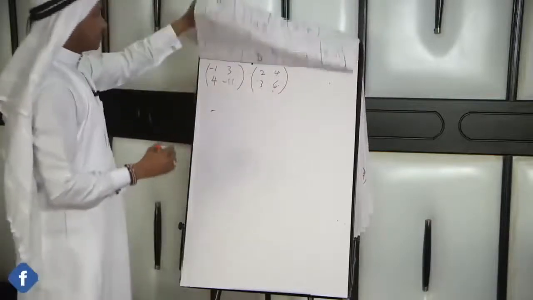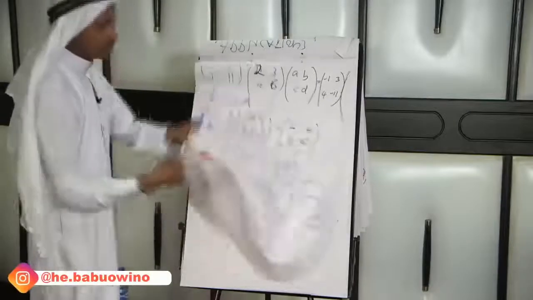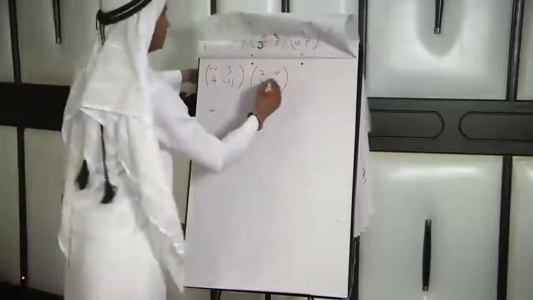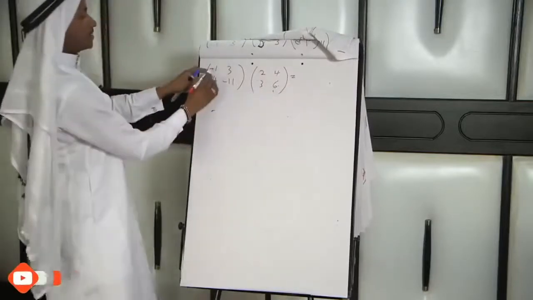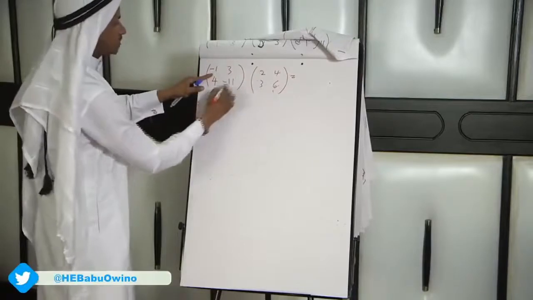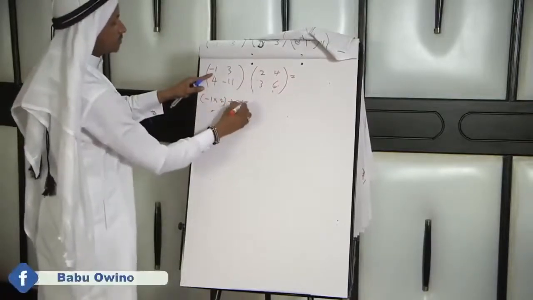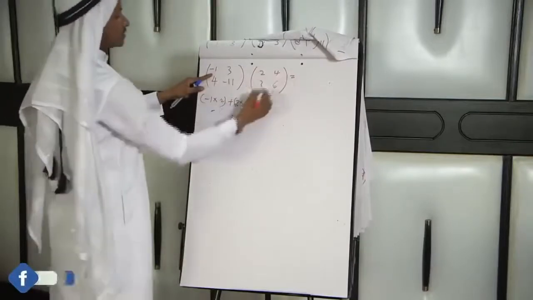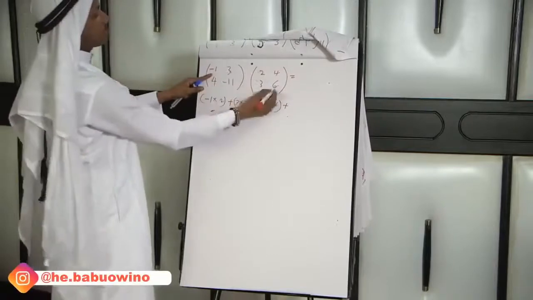What do we get? Meanwhile, we have 1, 0, 0, 1 and then A, B, C, D. So what do we get here? Multiply rows by columns. So this becomes minus 1 times 2 plus 3 times 3. Then minus 1 times 4 plus 3 times 6.